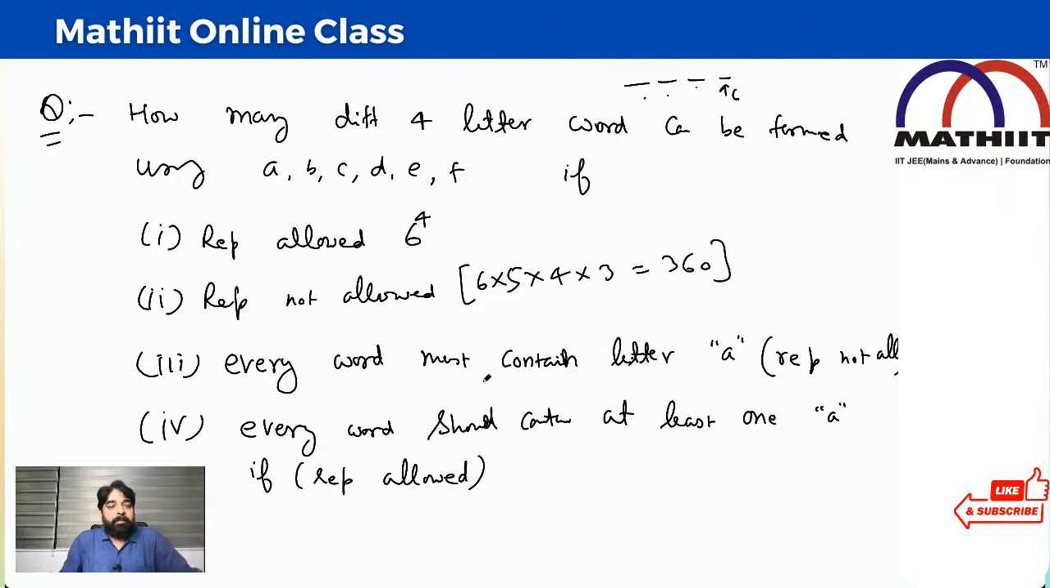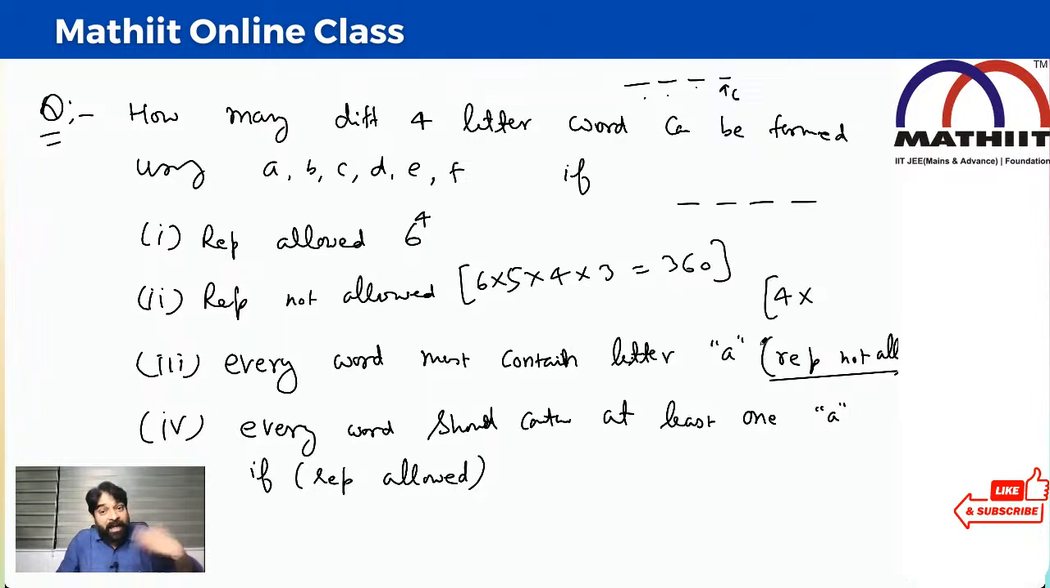Now, third bit, it's important. Every word must contain the letter A. Repetition not allowed. Every word should contain letter A. It means A should come. At which place? It's not mentioned, so restriction is there only on the object. So A can come here, A can come here, A can come here, A can come here. So there are 4 choices for A. So A can be placed in 4 ways.